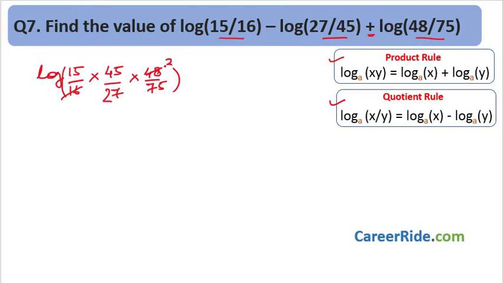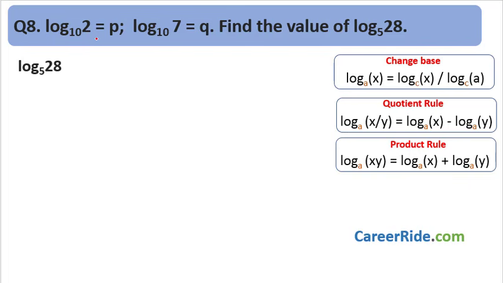16 3s are 48, 3 9s are 27, 9 5s are 45, 5 15s are 75, 15 cancels, and the ultimate value that I get from here is log 1. And we know that the value of log 1, whatever the base may be, is always 0. So ultimately the final value of this expression comes out to be 0, nothing else. Just pay attention to which of the rules is getting applied in a particular question and go accordingly.